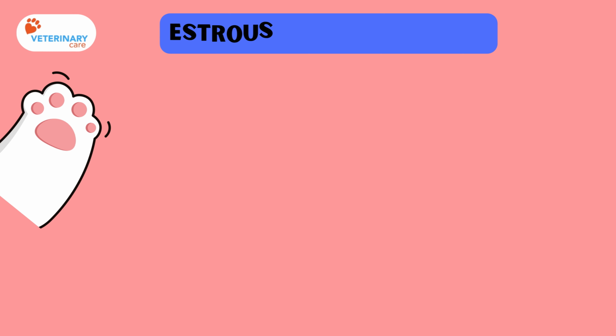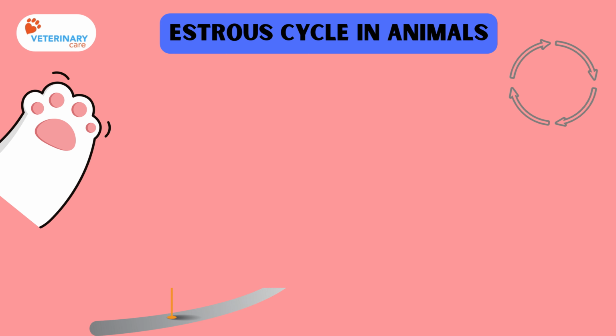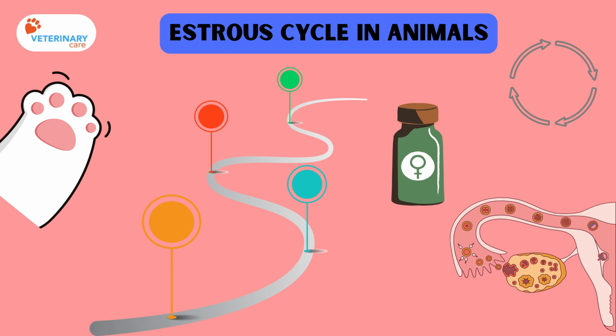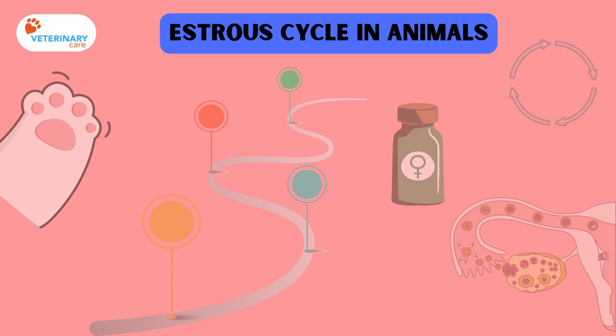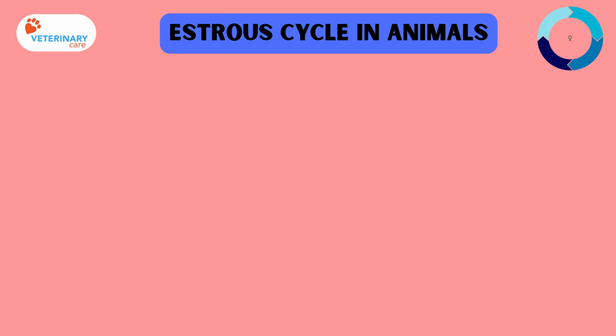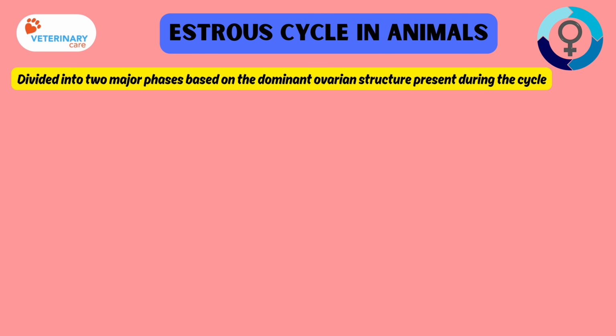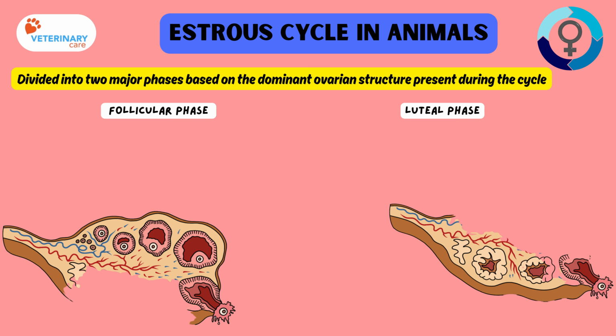In this video, we'll clearly explain the estrus cycle in animals, its phases, stages, hormones, and ovarian changes, step by step. Let us get started. The estrus cycle is the recurring reproductive cycle in female mammals, and it is divided into two major phases based on the dominant ovarian structure present during the cycle, the follicular phase and the luteal phase.